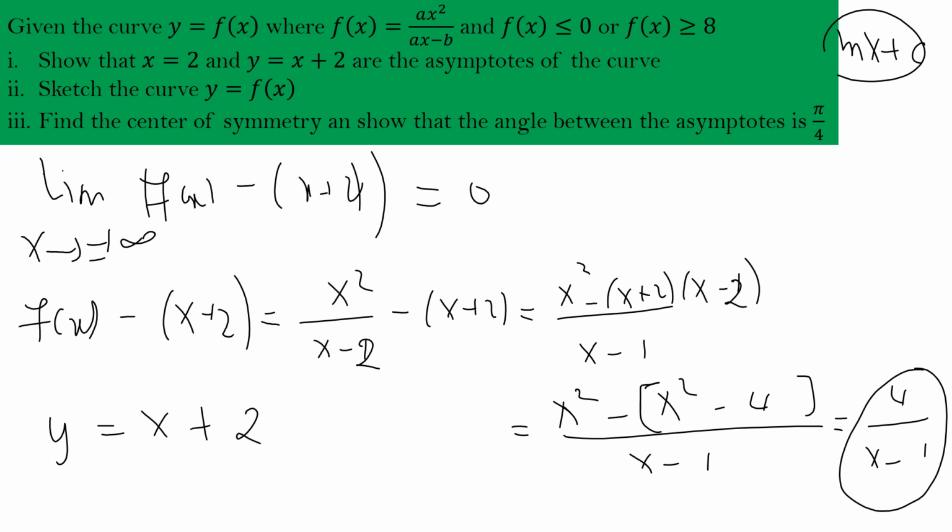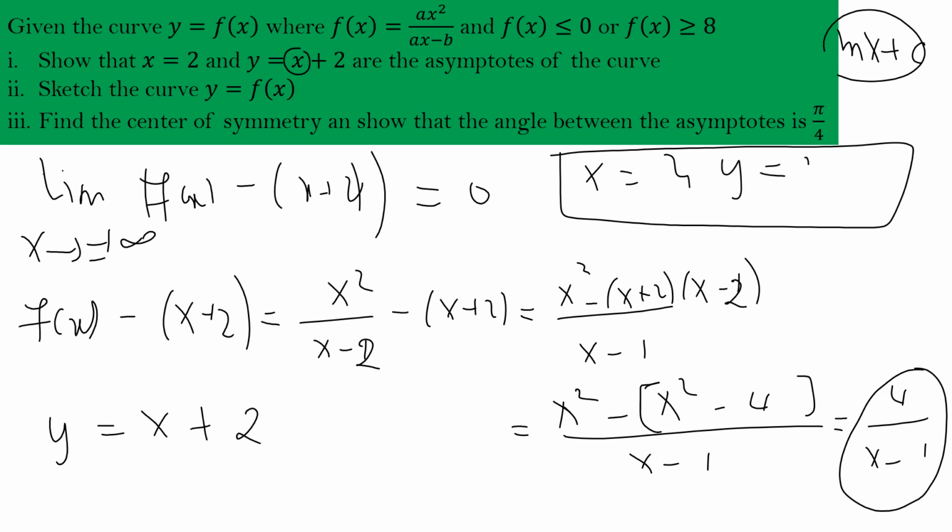So in the next video, I am going to be sketching the curve and finding the center of symmetry. But anyways, let me just find the center of symmetry before going. So the center of symmetry is basically the point of intersection of the two asymptotes, that is of the vertical and the slant. So I just need to replace x with 2 here, so that I'm going to have x equal to 2 and y equal to 4. So that point of symmetry is going to be the point (2, 4).